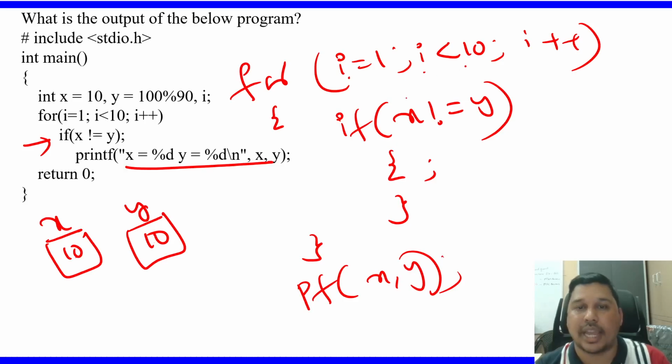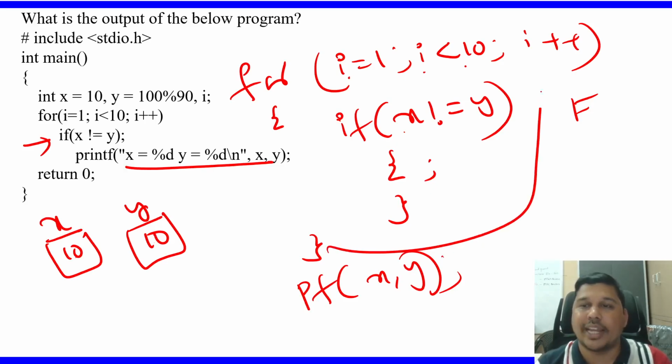1 less than 10, okay. Come inside. Is x not equal to y? Is 10 not equal to 10? It is false. 10 is equal to 10. No, this condition is false. There is nothing to be done. From here it will go to increment, decrement.